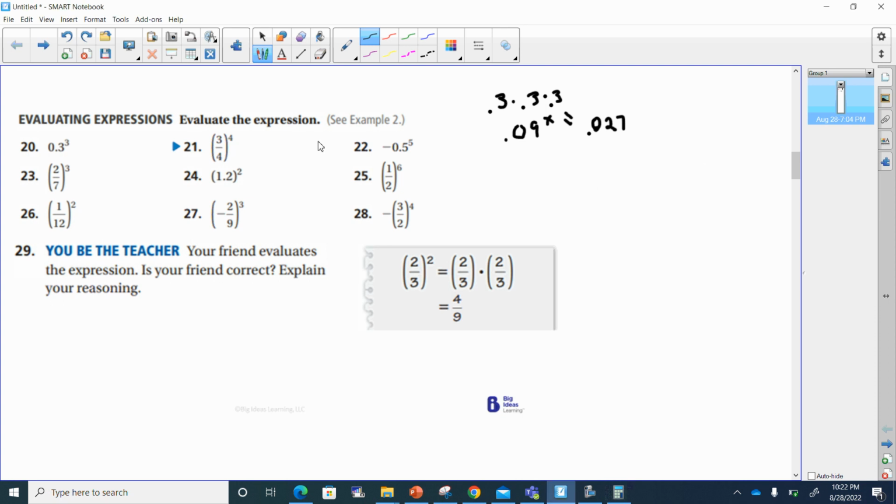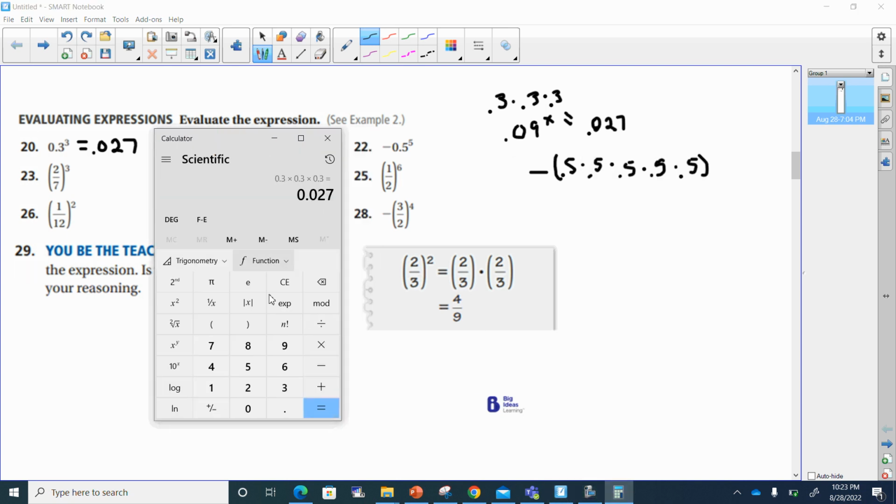Next would be number 22, 0.5 to the fifth power with a negative in front. Remember, the negative is not affected by the 5. So, I'm sorry, let's first put this as 0.027. Okay, now let's work on number 22. This means our answer definitely will be negative, and we're taking 0.5 times 0.5 times 0.5 times 0.5 times 0.5, right? 0.5 times itself 5 times.